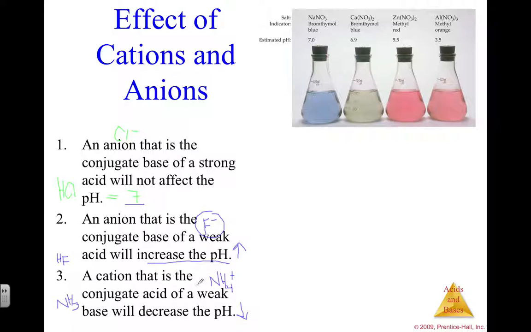Again, weak acids have weak conjugate bases. The cation makes the pH go down. Weak acids have weak conjugate bases, so that anion makes the pH go up. An anion that is a conjugate base of a strong acid will not affect the pH.